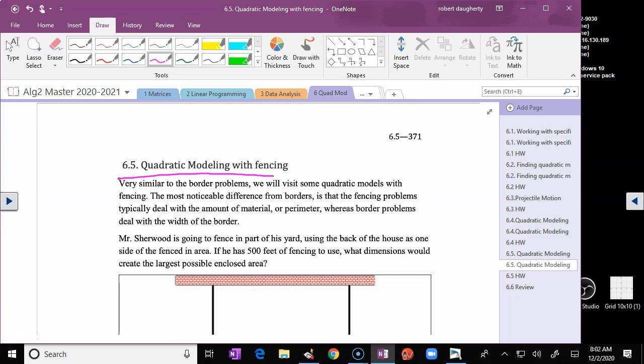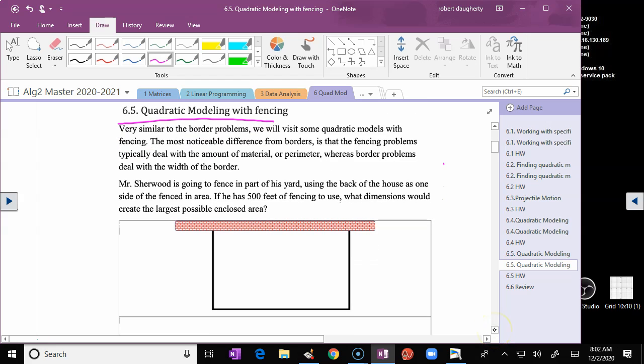Then we did projectile motion, everything that deals with -1/2 gt squared plus initial velocity times time plus initial height. Then we dealt with problems that have borders like picture frames. And then the last one is problems that deal with fences, okay? So let's just take a look. It's similar to borders, but a little bit different.